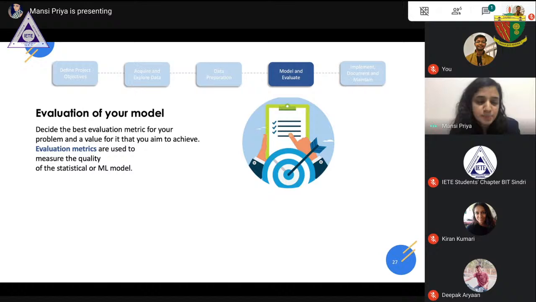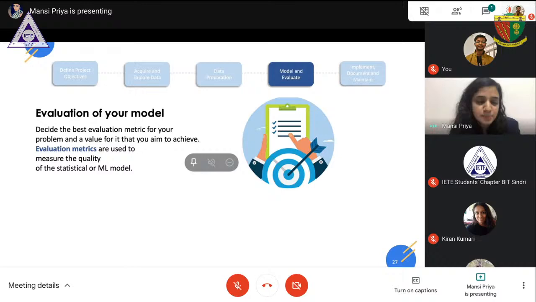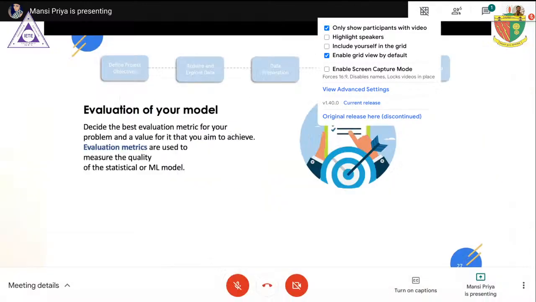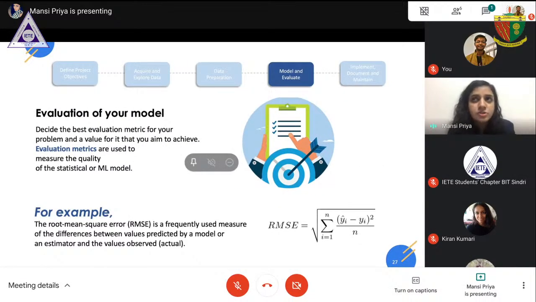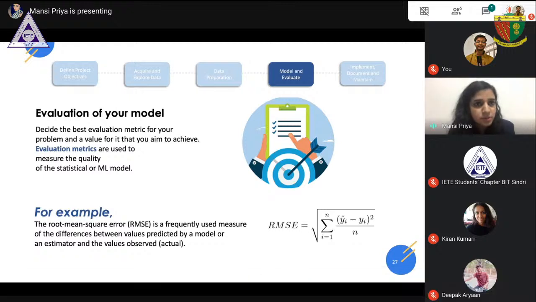And then comes the need to actually determine whether your model was performing well or not, whether you were able to achieve your aim, whether it is good enough to be deployed or not. For that, we use evaluation metrics. Evaluation metrics are not just accuracy, but also how much error there is. There are several different kinds of evaluation metrics present. One example I'll give you is root mean square error. Root mean square error is a very frequently used measure, and I'll be discussing it in the next slide also.